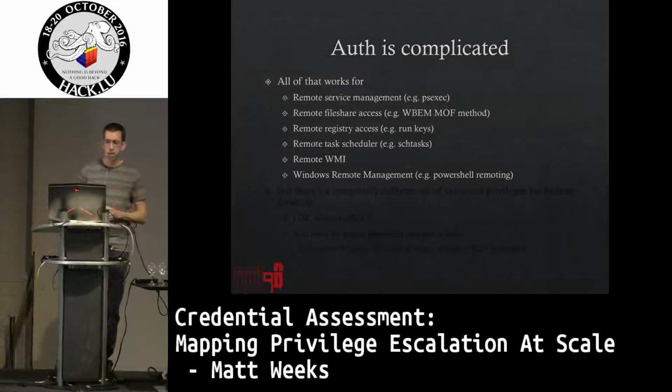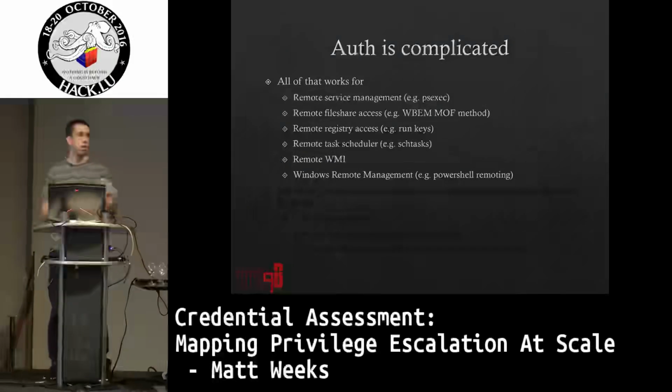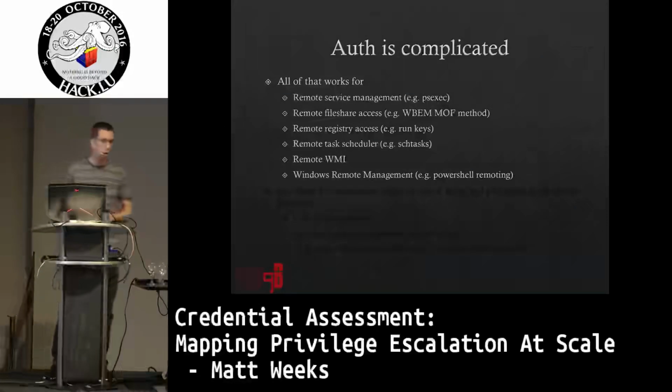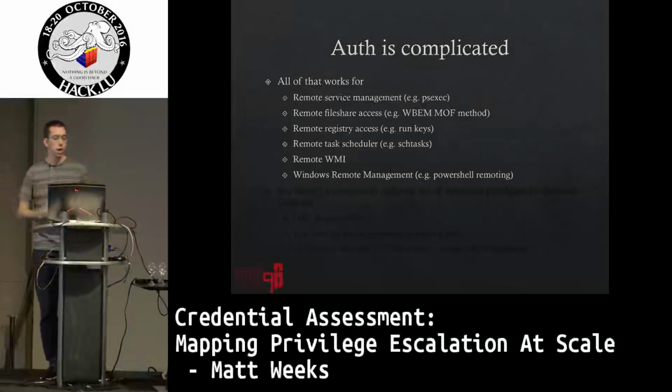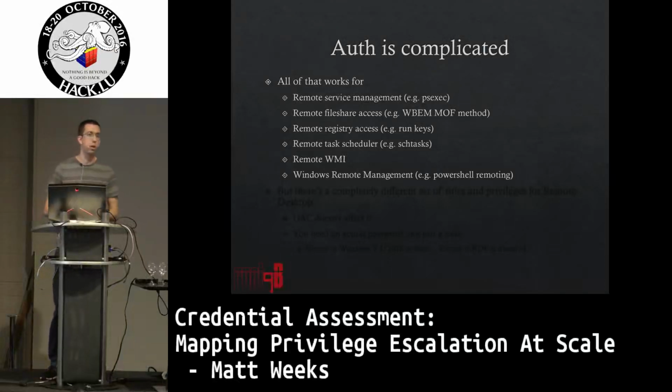Or remote registry access, such as setting a run key or setting different other registry keys. Or remote task scheduler, such as by creating a scheduled task and then launching it, which can also run with full system control. Or remote WMI. Windows Management Instrumentation runs its own remote procedure call server on a different port, and you can use WMI. It's one of the most direct methods to execute a command on a remote system. And then finally, there's Windows Remote Management, which is the basis of PowerShell remoting.